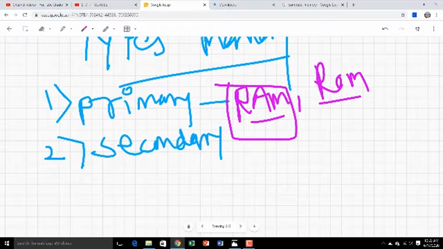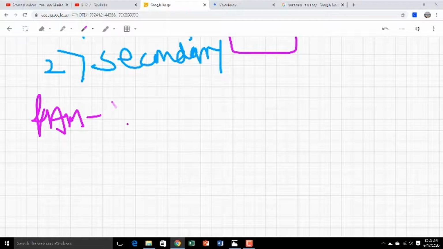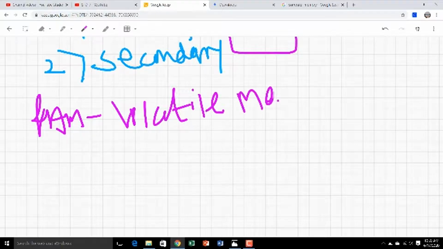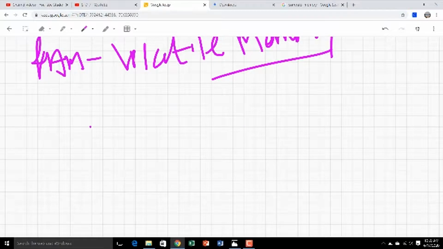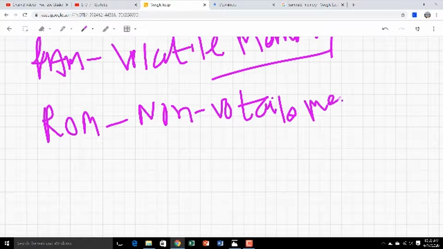RAM stands for random access memory. This is also called volatile memory. RAM is also called volatile memory. And ROM is read only memory, and this is non-volatile memory. Understand? So RAM is volatile memory, and ROM is non-volatile memory.